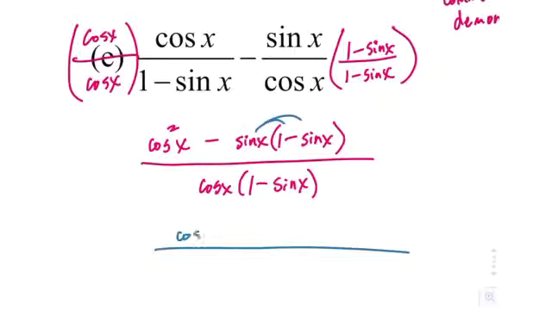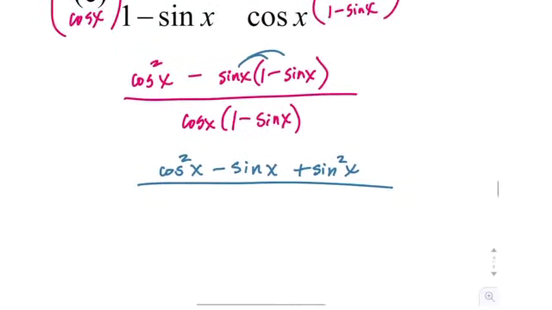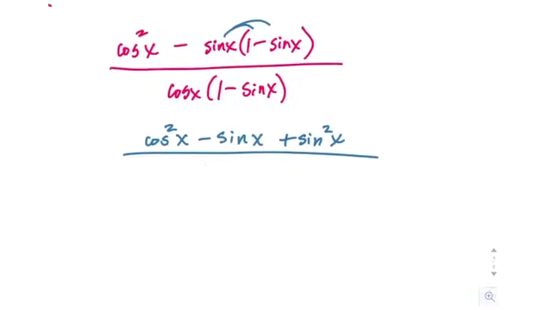So we got cosine squared, and if I distribute, I get minus sine of x. And then what is negative sine of x times negative sine of x? Positive sine squared of x. Now again, in the bottom, if you're not sure whether you need to distribute or not, don't distribute just yet until you get some insight from the top. If you have one side that's already completely factored, hold off on distributing it.